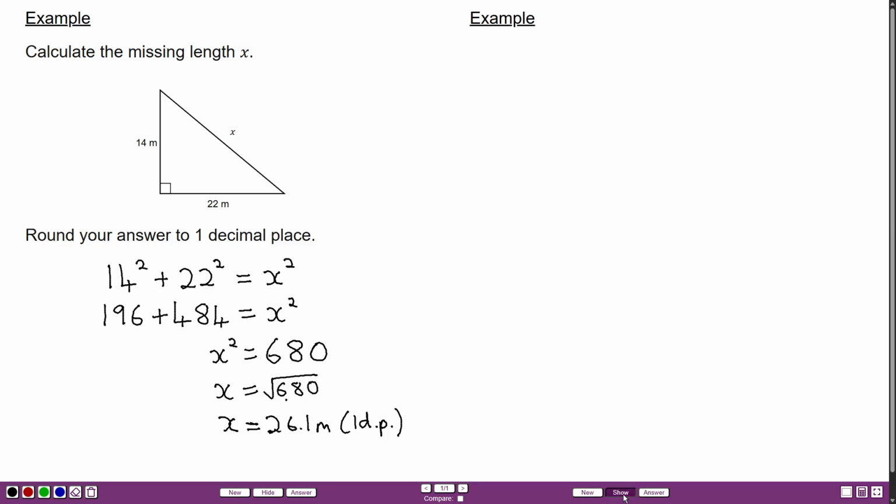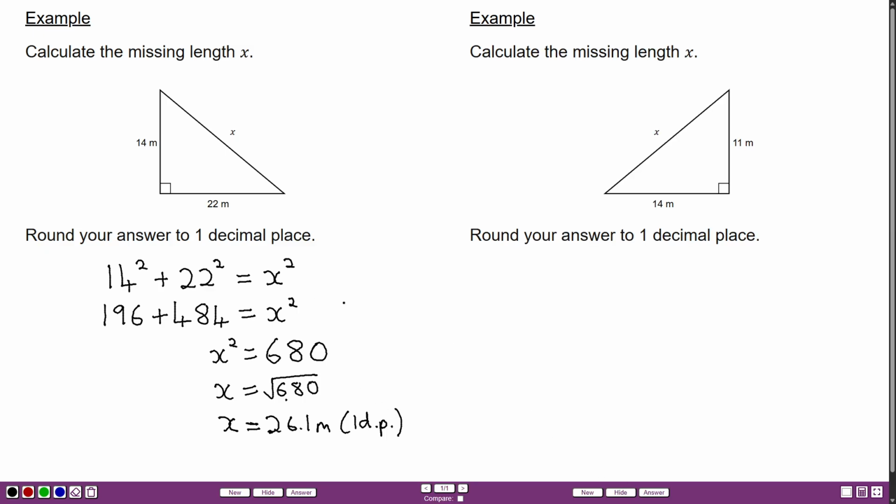Okay, so here's one for you to try. Pause the video, have a go, and then see if you get the same as me. Right, again, we're trying to find the hypotenuse. So we know that 14 squared plus 11 squared will equal x squared. So that's our first step of working out. 14 squared plus 11 squared equals x squared.